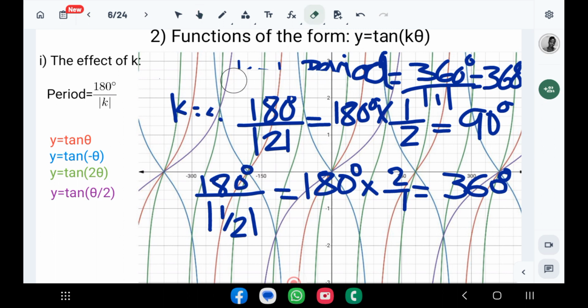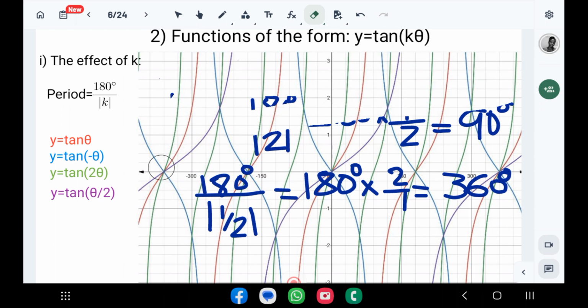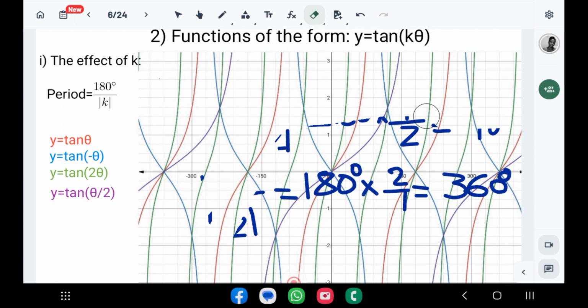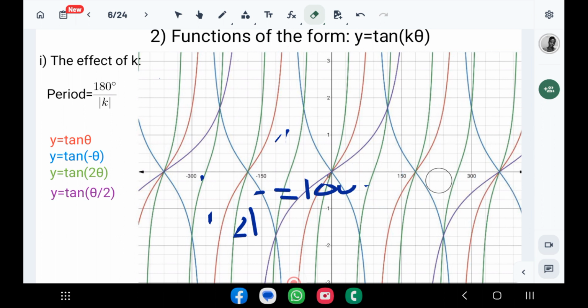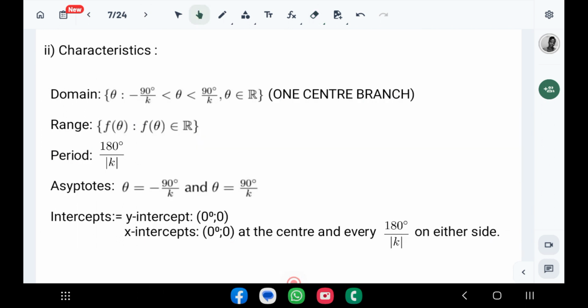Now let's look at your general characteristics. We're going to need this board, that's why I'm cleaning it. Let's look at your normal characteristics. What are the characteristics of the graph of this standard format? The characteristics, your domain. Now we're going to focus on the center branch. Very important. Focus on the center branch, and the rest is easy to duplicate on either side, the left hand side or the right hand side.